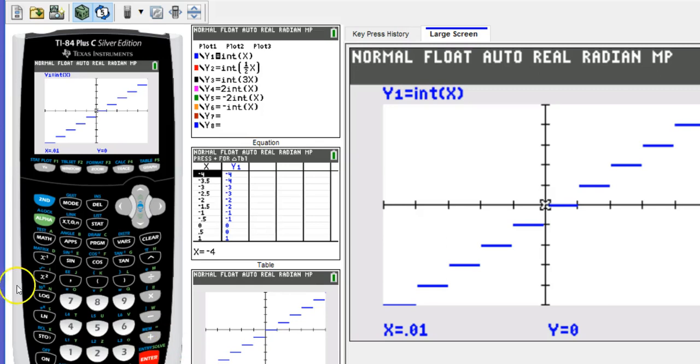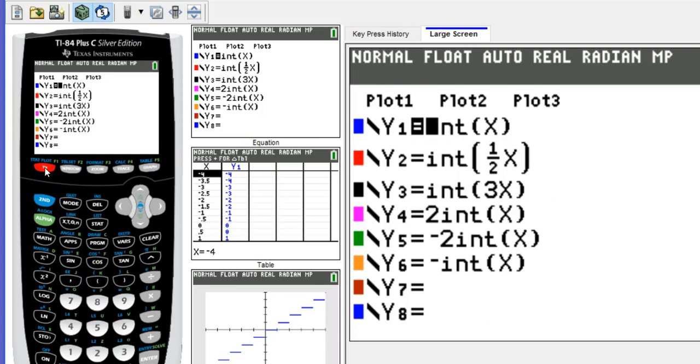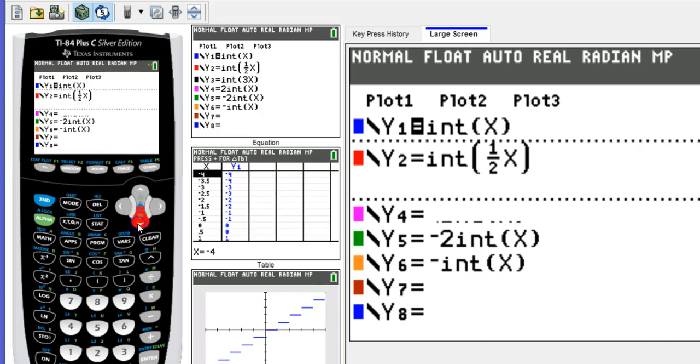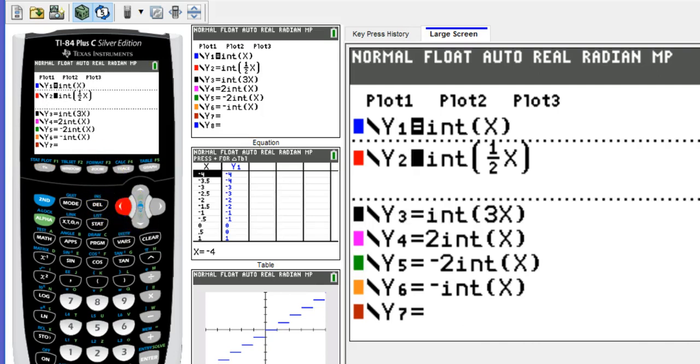Okay, so let's take a look at a couple of other graphs. I'm going to go back to my graphing where I input my equations, and I'm going to highlight equation 2. I'm going to leave equation 1 on, and I'm going to turn on equation 2. The first one says y equals the greatest integer of x, and the second one says y equals the greatest integer of half x. Does anybody have a prediction what they think is going to happen to my graph?